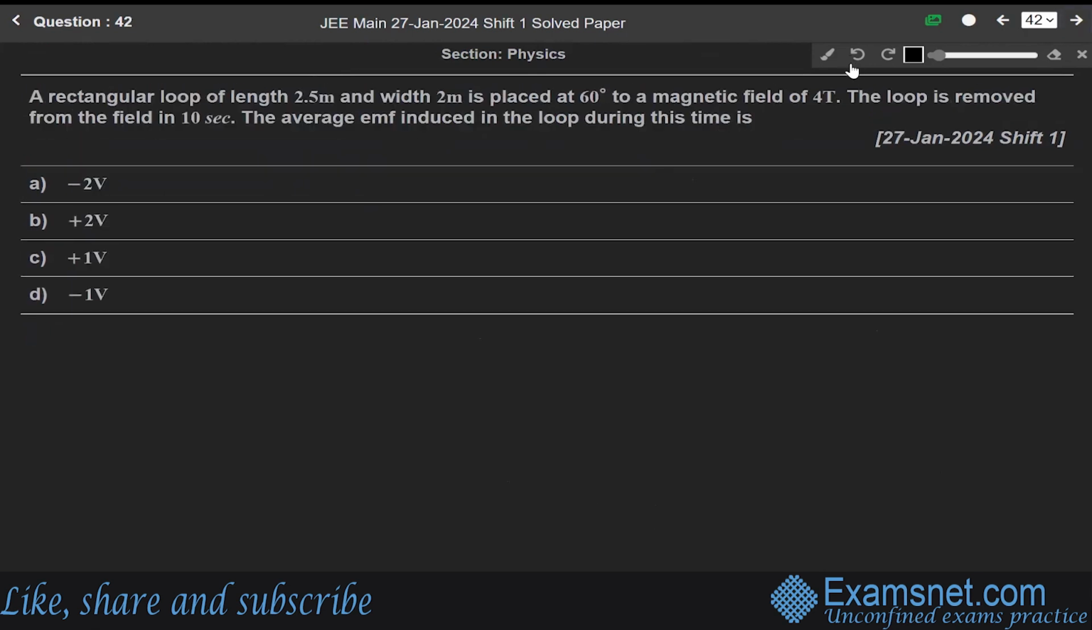Now the next question, question number 42. This question says that a rectangular loop of length 2.5 meter and width 2 meter is placed at 60 degree to a magnetic field of 4 Tesla. The loop is removed from the field in 10 seconds. We have to find the average EMF induced in the loop during this time. This question is from the chapter of current electricity.